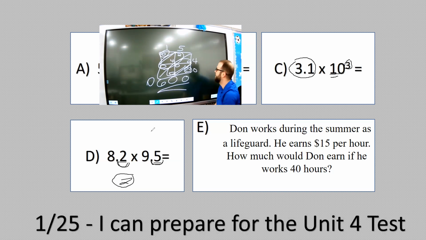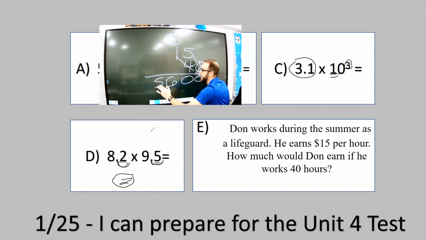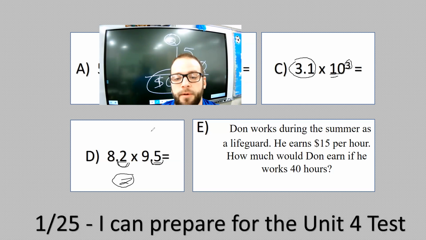600. Did I say 700 earlier? Let me do it one more time. My memory tells me I did not say that the first time. 15 times 40. Get rid of the 0. 4 times 5 is 20. 4 times 1 is 4, plus 2 is 6. And then bring down the 0. Yeah, I won't know until I replay it if I came up with 600 the first time or not. But the answer there is $600.